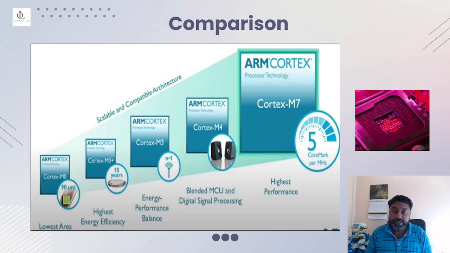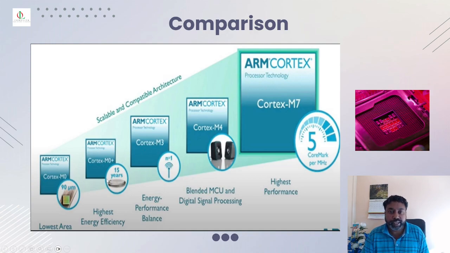Now let's move on to the comparison. So far we have learned about the block diagram, the processor families, and about its architecture based on von Neumann or Harvard. So now just to give you a small comparison in terms of its scalability and compatibility with the architecture, the Cortex M0 works on 90 nanometer design. It's used for lowest area for low power applications. And then the Cortex M0 for further up, it's used for highest energy efficiency when your project needs higher energy rating.